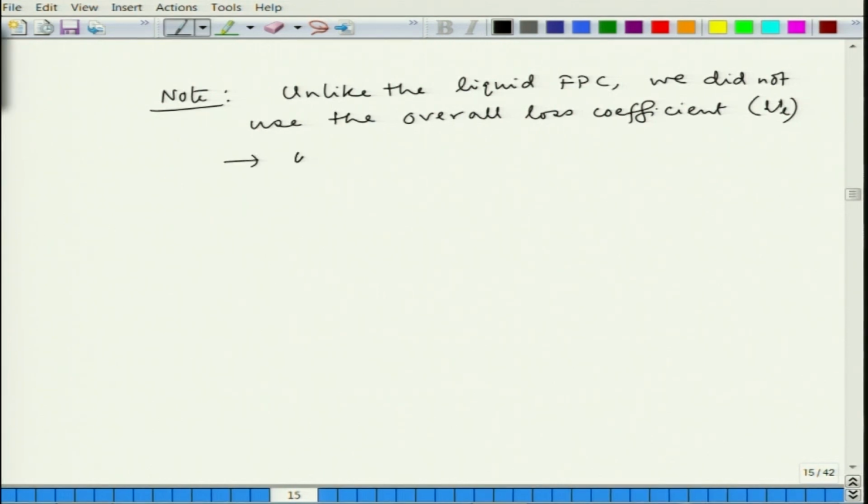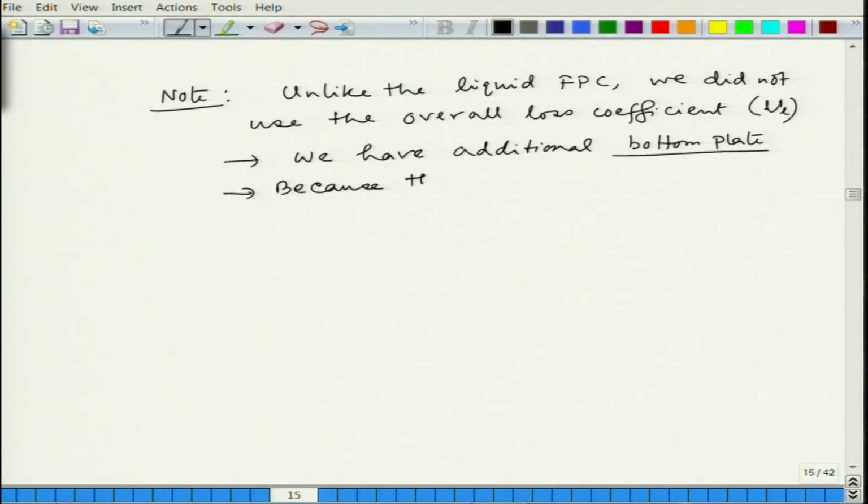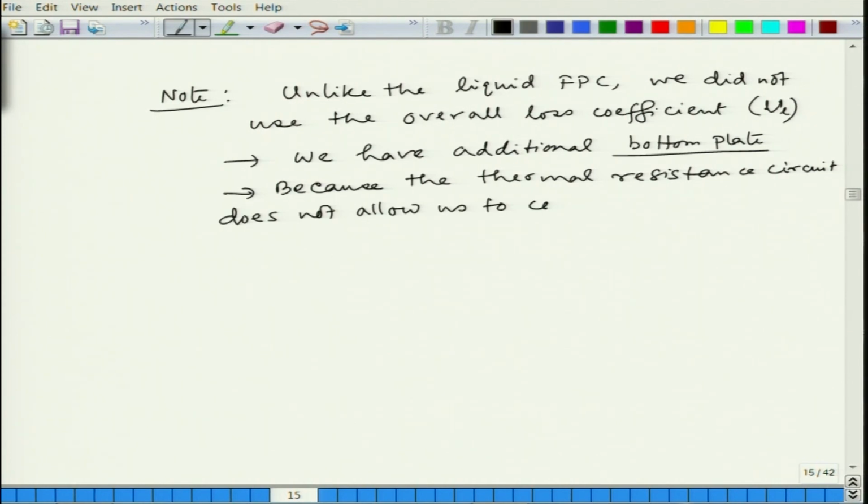But in this case, we have this additional bottom plate, and that is why we cannot use a single overall heat transfer coefficient UL. We cannot use it because the thermal resistance circuit does not allow us to combine UT and UB. Top and bottom loss coefficients cannot be combined.